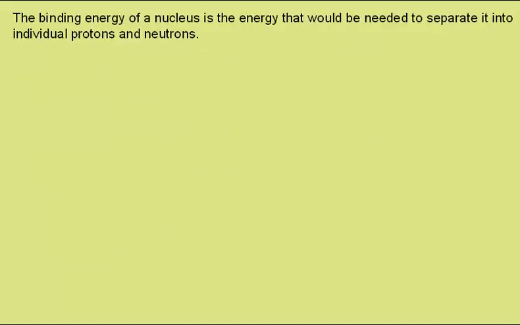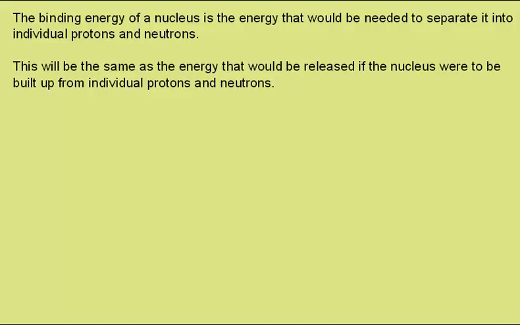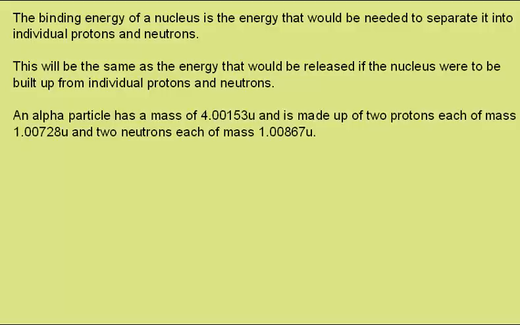The binding energy of a nucleus is the energy that would be needed to separate it into individual protons and neutrons. This will be the same as the energy that would be released if the nucleus were to be built up from individual protons and neutrons. An alpha particle has this mass in atomic mass units and is made up of 2 protons, each with this mass, and 2 neutrons with this mass.